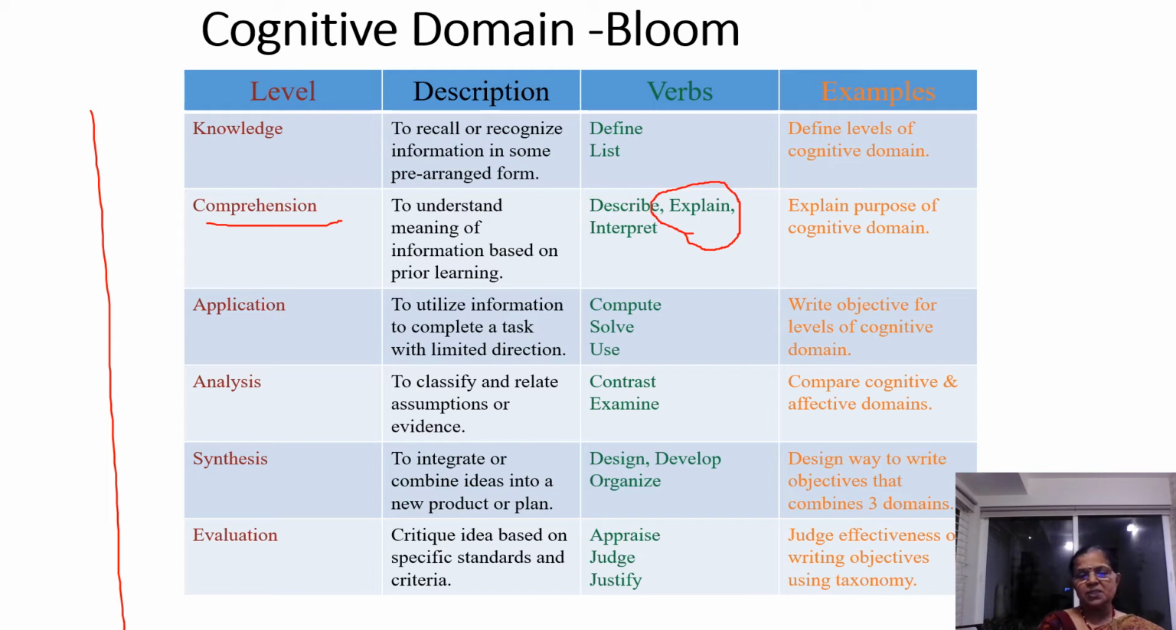And evaluation. Suppose you are able to criticize a question paper prepared by somebody else, saying that this question paper does not contain any questions from the psychomotor domain, so I won't accept this as a good question paper. That means you are in a position to judge, you are in a position to criticize. So that means you have reached the highest level of understanding, that is evaluation.